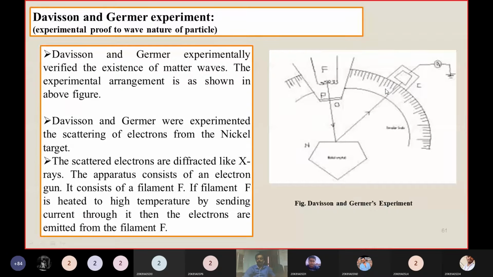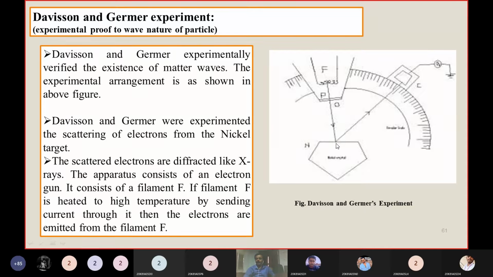In this experiment, there is an electron gun. That electron gun contains a filament as well as a plate. There is a potential difference between the filament and plate. While varying the potential difference between the filament and plate, we can change the number of electrons as well as the speed of the electrons. So this is a high intensity, high speed electron beam, which is incident on a nickel plate.